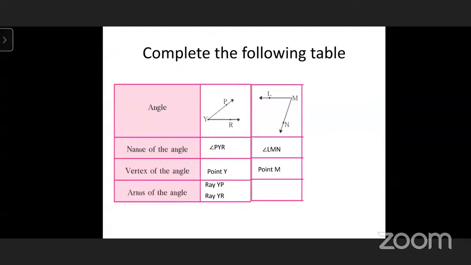Okay, we are going to use the word ray, because these two are rays. Ray NM, ray ML. Very good. Very good, beta. You can mute the audio right now.